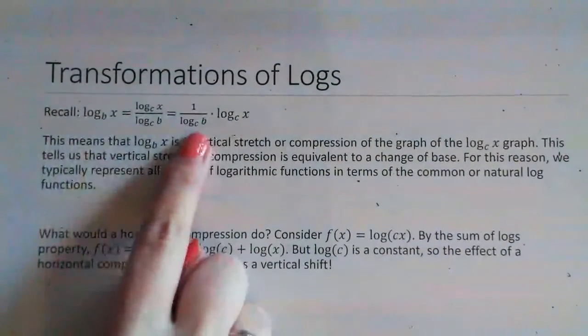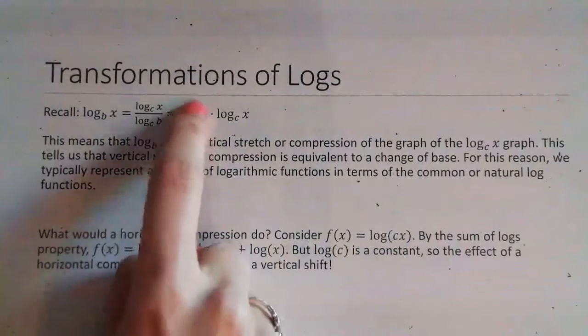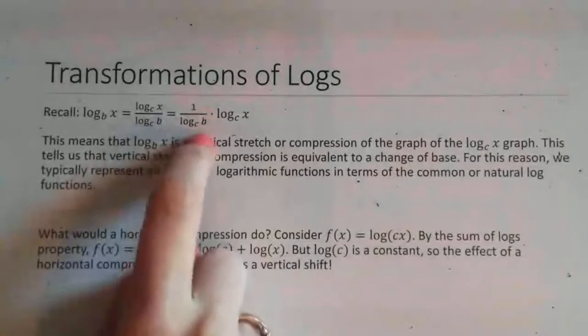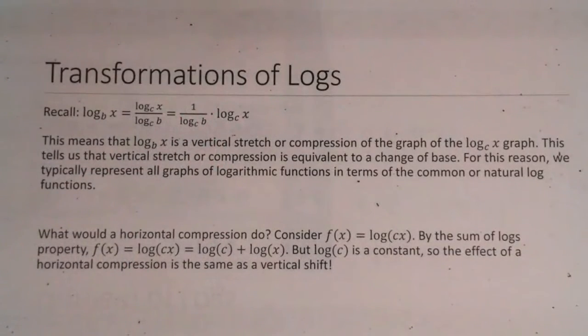So this is equal to this, and this number out front is just a number, so it's a vertical stretch or compression. This tells us that a vertical stretch or compression is equal to a change of base. So for this reason, we typically represent all graphs of logarithmic functions in terms of the common or natural log functions, and then we just vertically stretch or compress them from there.